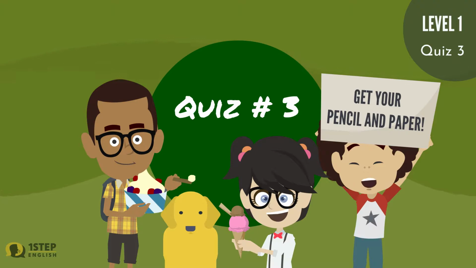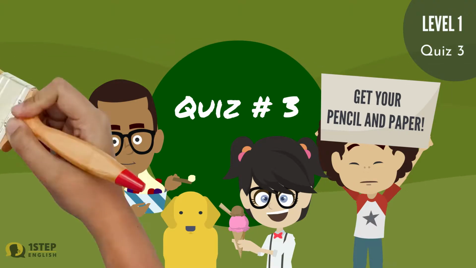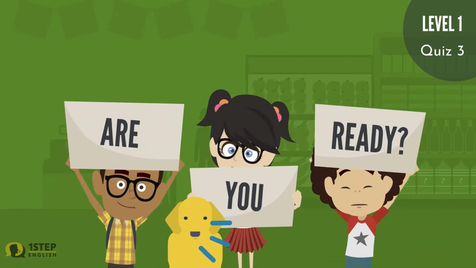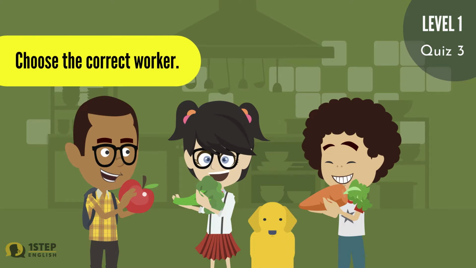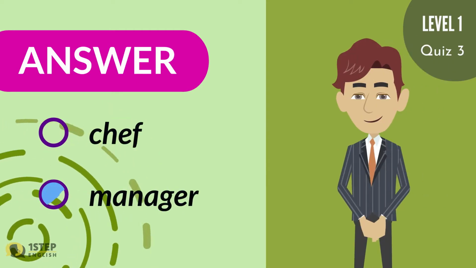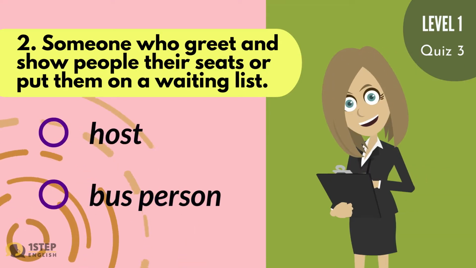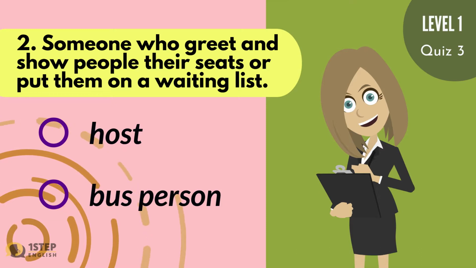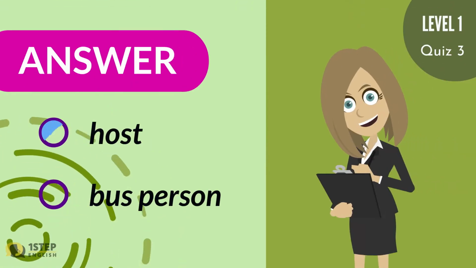Quiz number 3. Get your pencil and paper ready. Are you ready? Choose the correct worker. Number 1. Someone who manages the whole restaurant. The answer is manager. Number 2. Someone who greets and shows people their seats, or puts them on a waiting list. The answer is host.